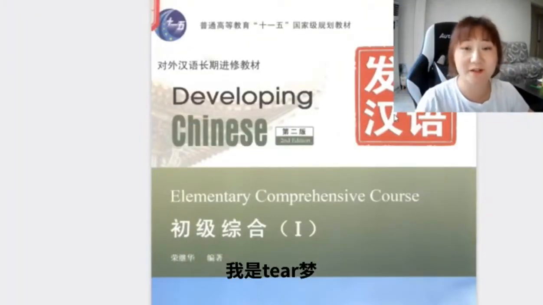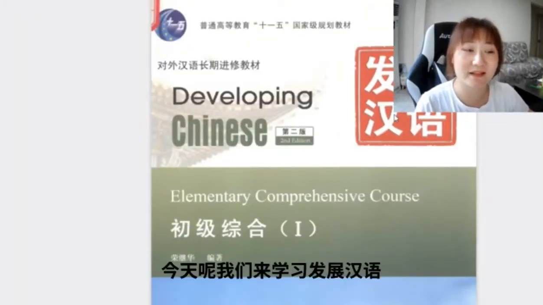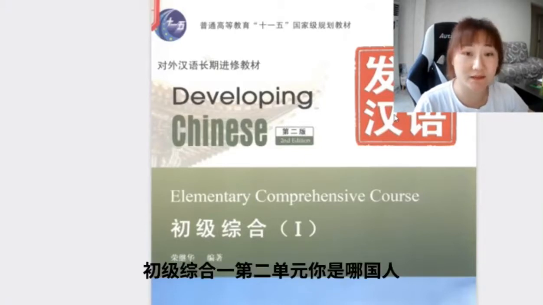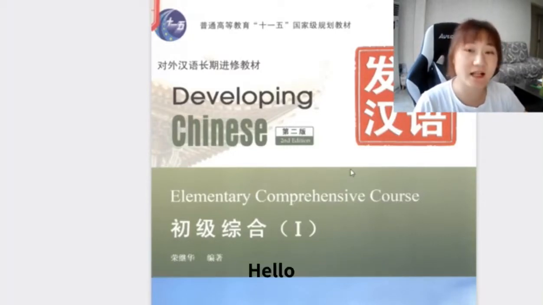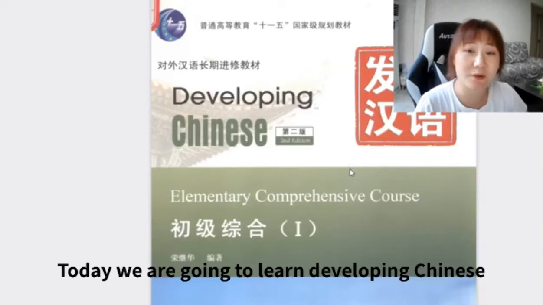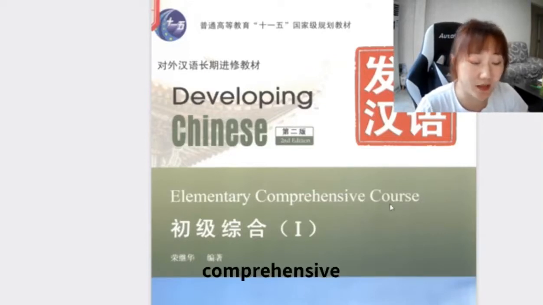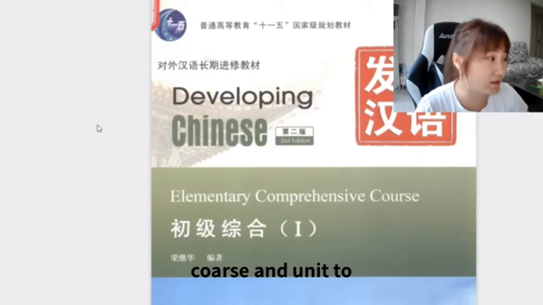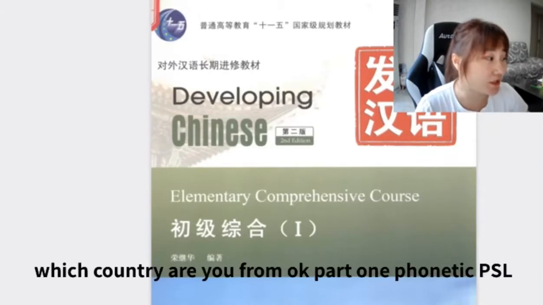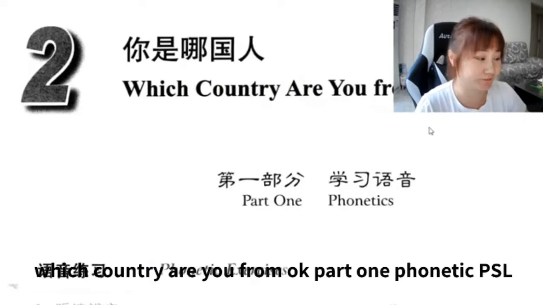Hello, 大家好,我是 Tara 梦。今天呢,我们来学习发展汉语初级综合1第2单元。你是哪国人?Hello, I'm Tara Meng. Today we are going to learn Developing Chinese Elementary Comprehensive Course, Unit 2. Which country are you from? Okay, Part 1. Phonetics.